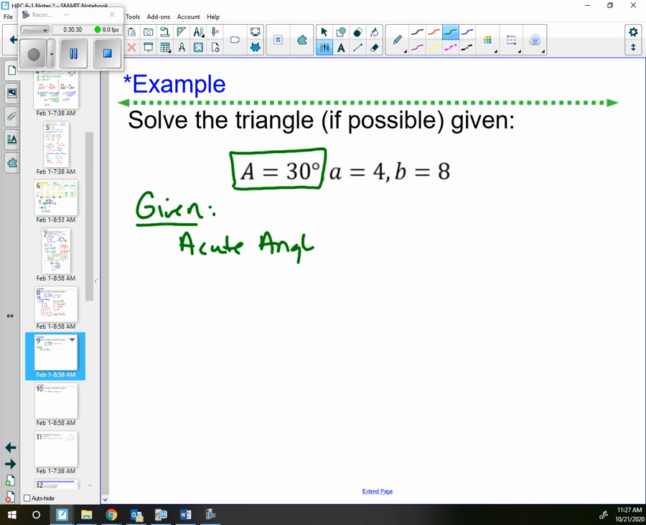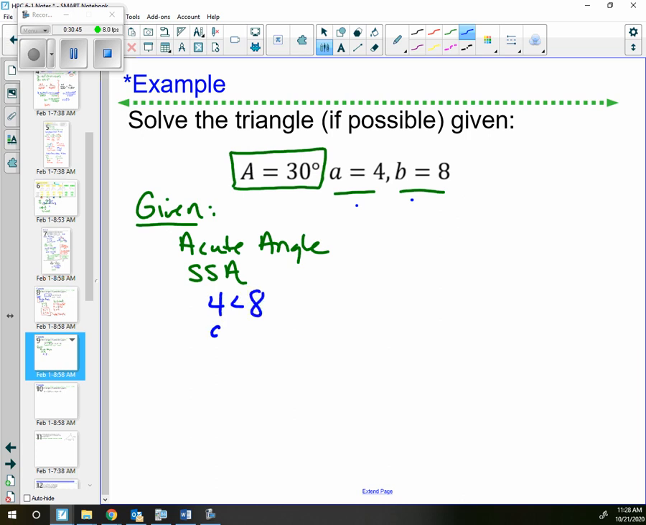So we have an acute angle, it's 30 degrees, but we have two sides. The side is across from the angle, same letter. So it's an acute angle, side, side, side. First thing I'm going to do is compare those two sides. How does it compare? Well, the 4 is definitely less than the 8.